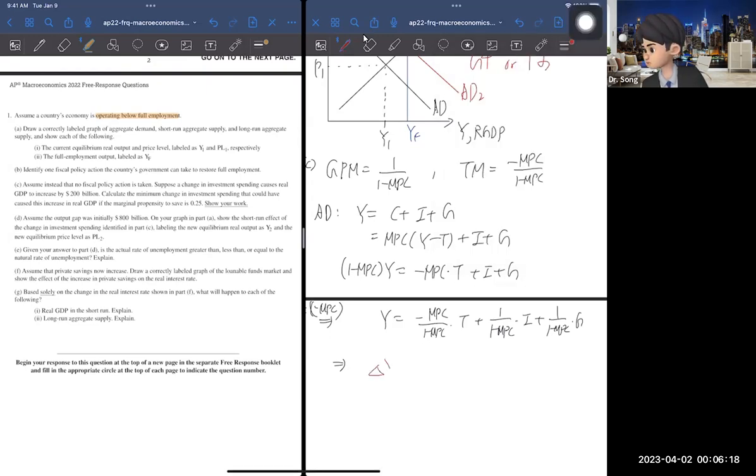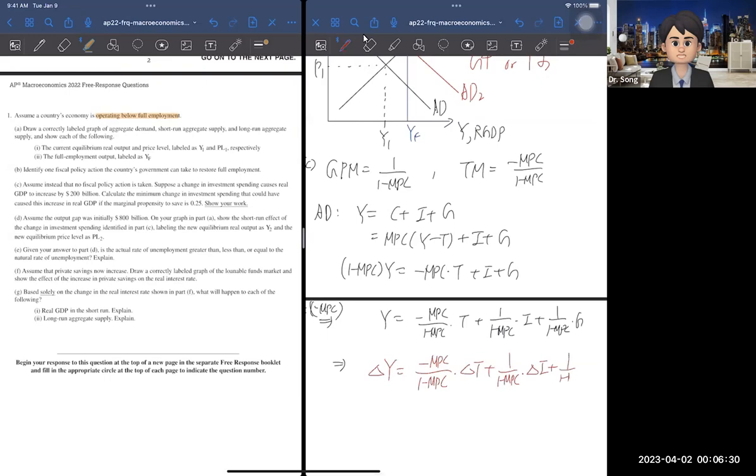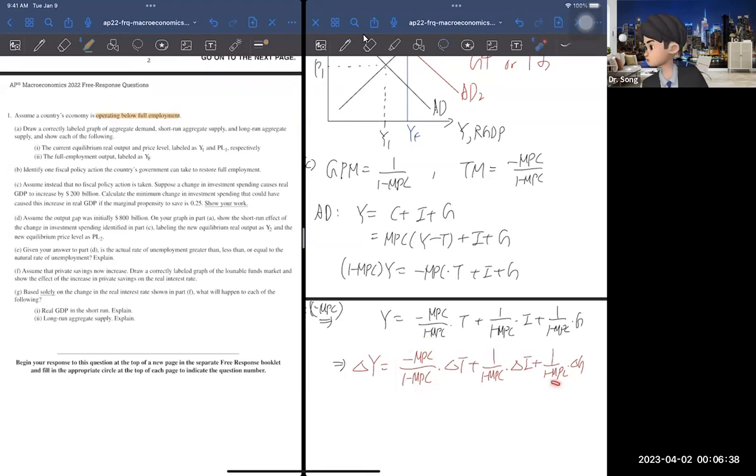Delta Y equals negative MPC over 1 minus MPC times the delta T, plus 1 over 1 minus MPC times the delta I, plus 1 over 1 minus MPC times the delta G. Well, then you get to know this is a formula that you're using. This is a tax multiplier and this is a government purchase multiplier. Now we have this term, okay? That's how we derive the formula.